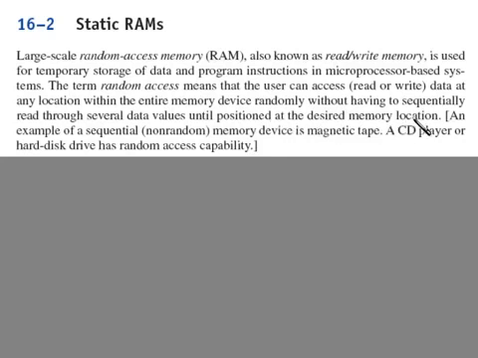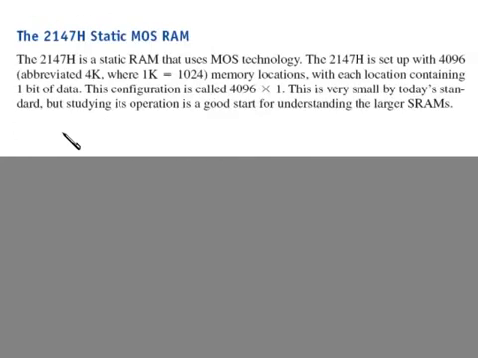desired memory location. An example of a sequential non-random memory device is magnetic tape, where you had to actually spin through the entire tape to get to the end or back to the beginning. A CD or hard disk drive has random access capability.